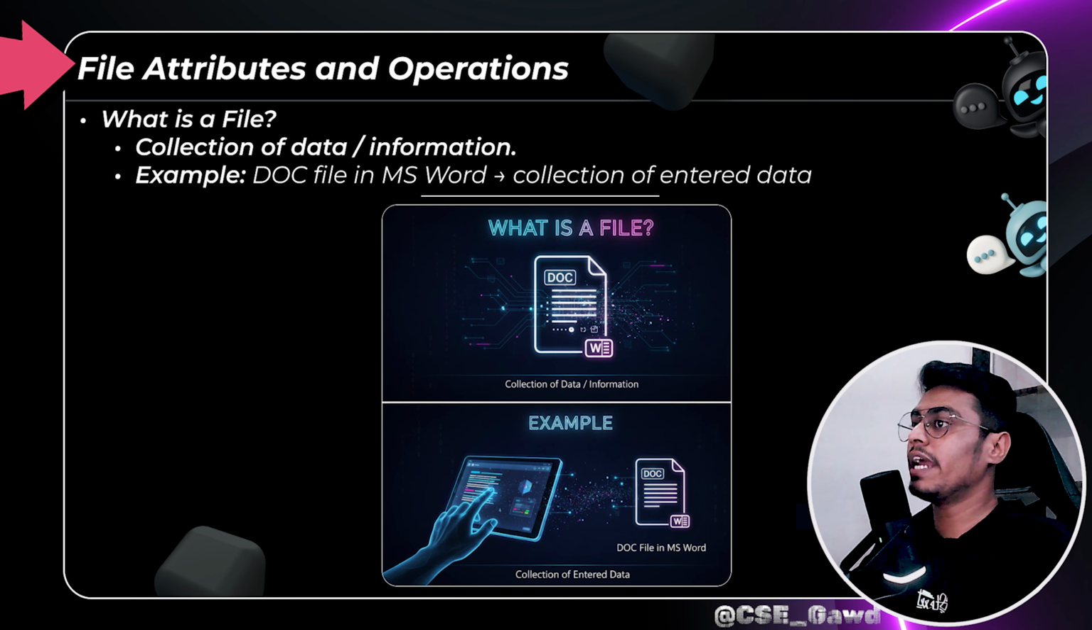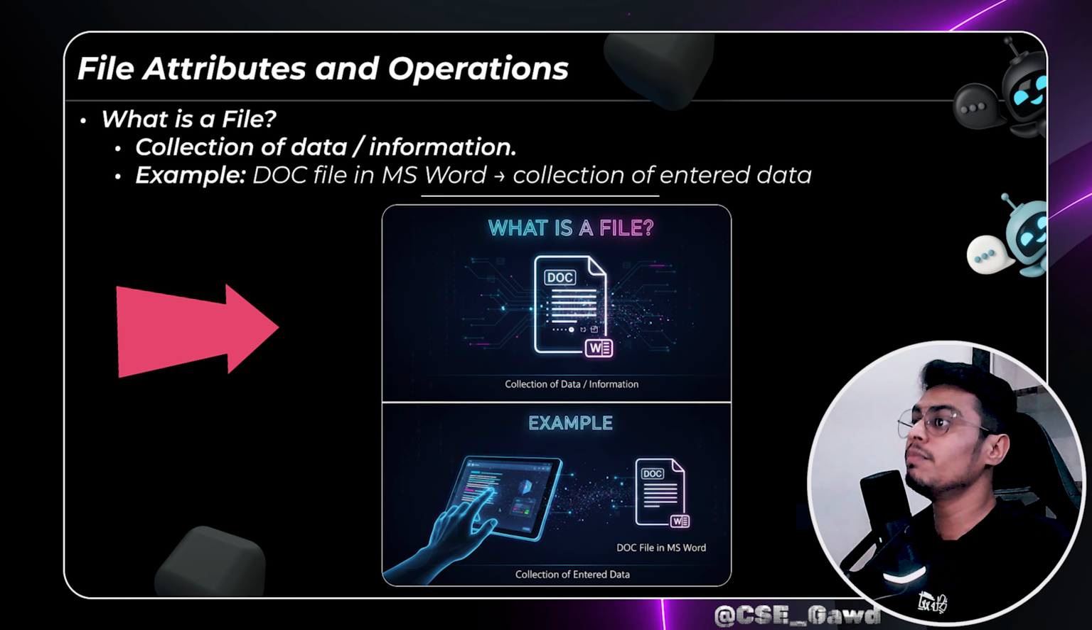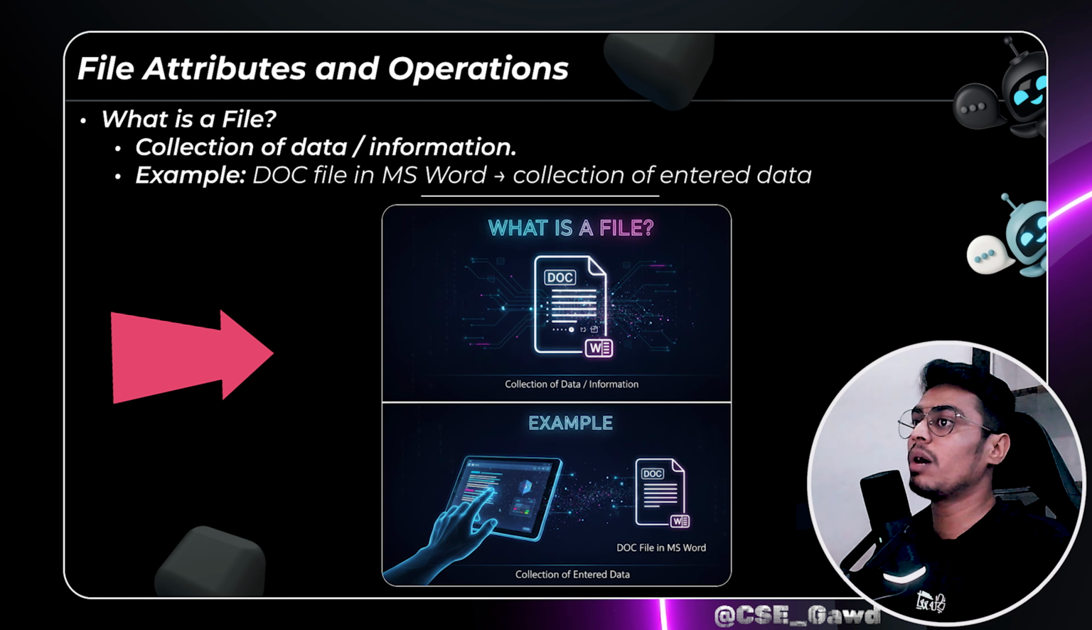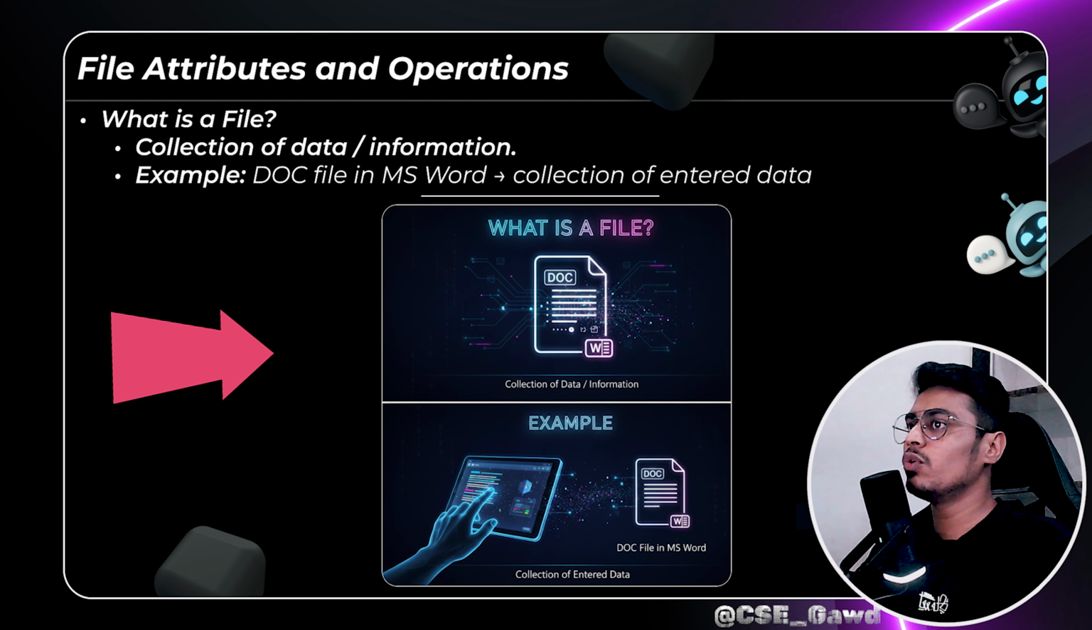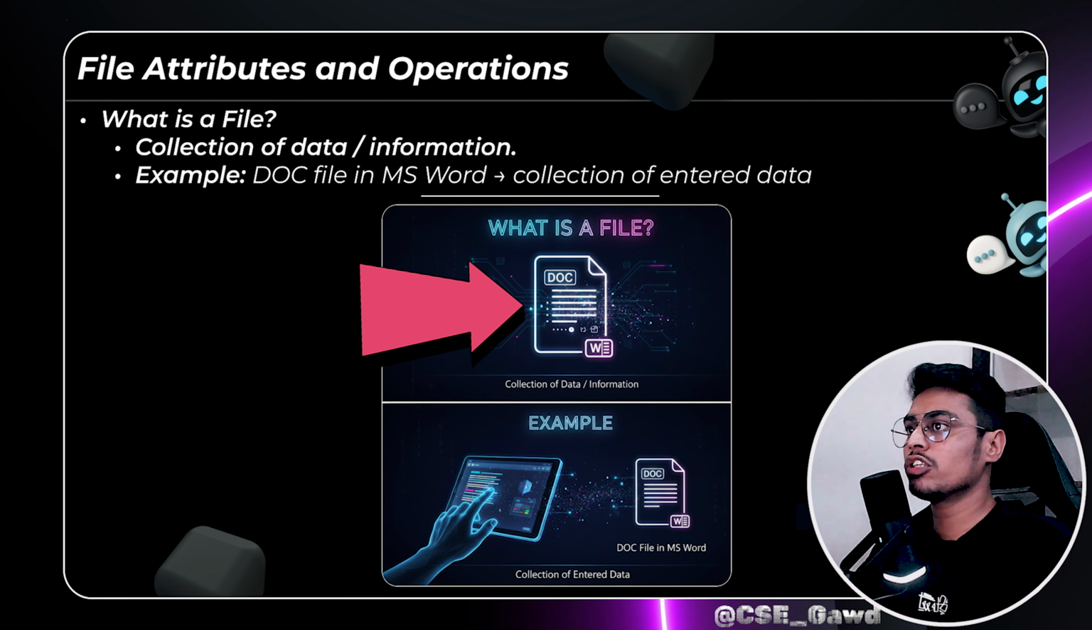Now I'm going to explain attributes of a file and operations on files. Whenever we talk about file systems, first of all it is necessary to know about files, which we create on a daily basis. Any file you create, PDF, PPT, MP3, MP4, what may be the attributes of that file, or what operations are possible on that file? So what is a file? A file is a collection of data, or you can say a collection of information.